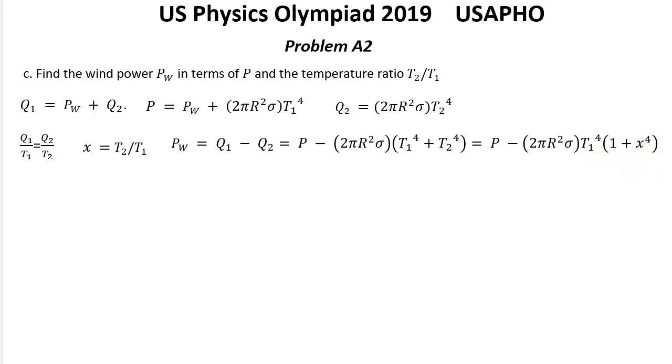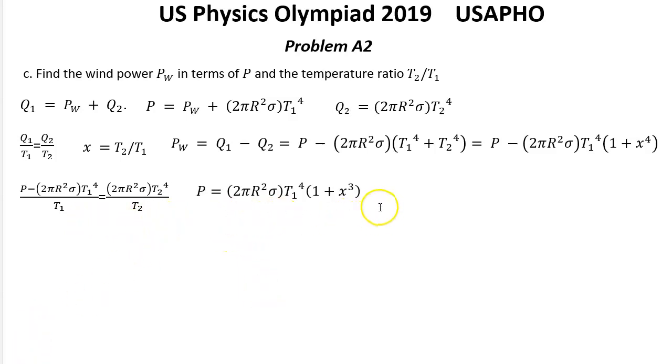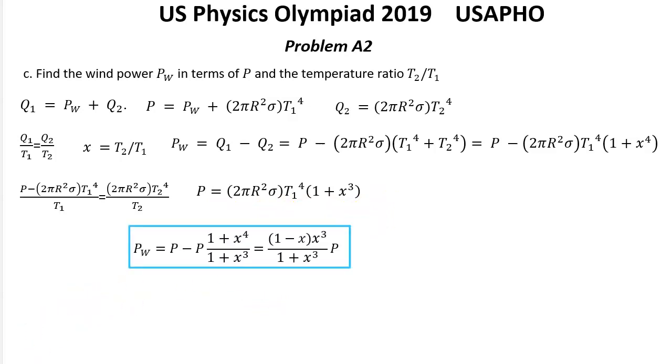This is not yet in terms of P and x, so now we use the reversibility condition. So we have this equation for reversibility, which means that P equals this expression, and finally Pw equals (1 minus x) times x^3 over (1 plus x^3) times P. That's the answer to C. That was the solution for question C.